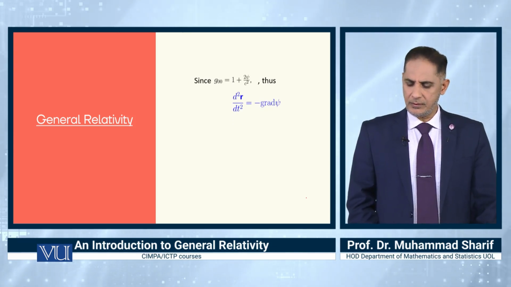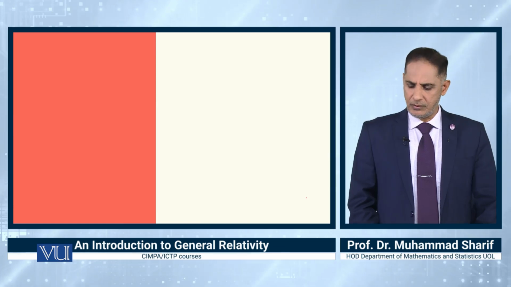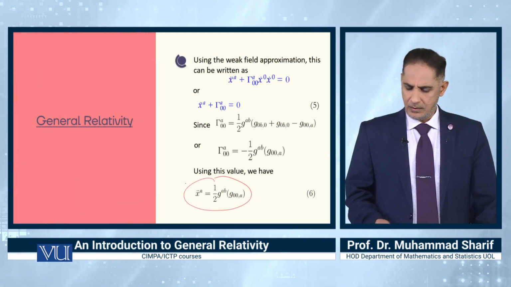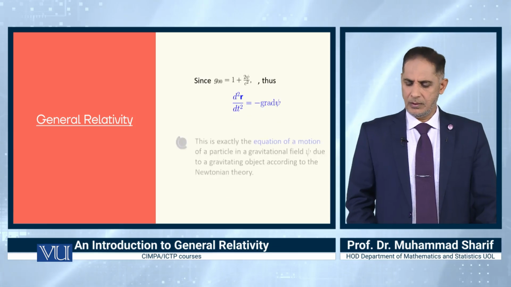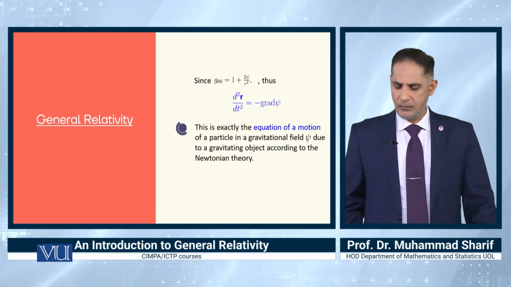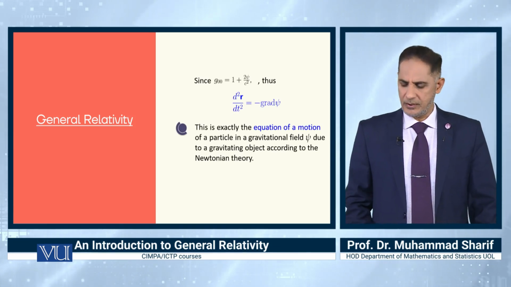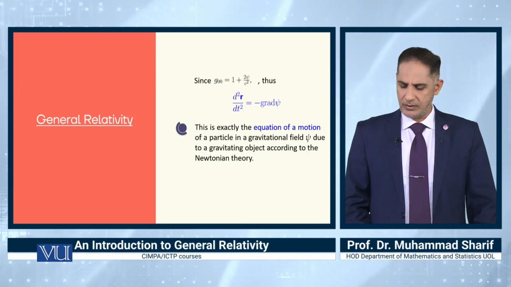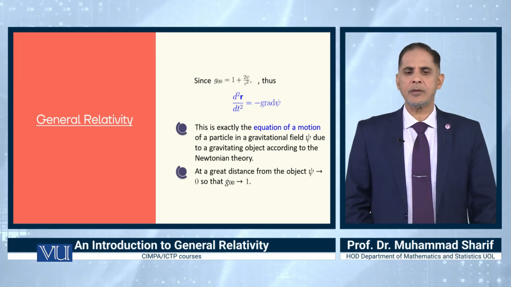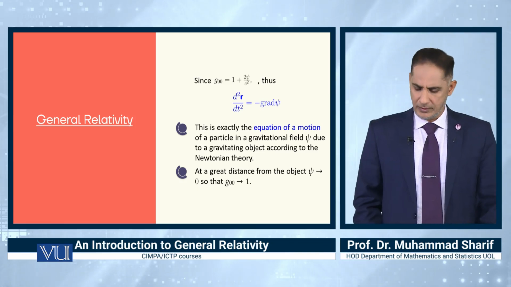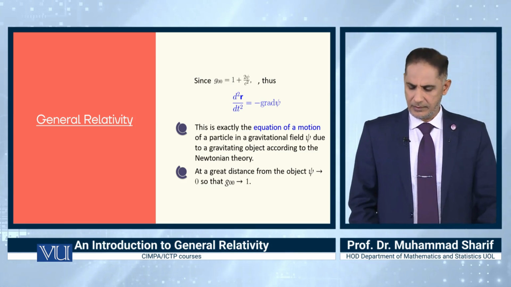So, inserting this value of G00 in the previous equation, we obtain this equation. This is the well known equation of motion in classical mechanics, obviously due to a gravitating object according to the Newtonian theory. So, at a large distance from the object, the psi scalar field goes to 0, so that G00 goes to 1, as I have discussed earlier.